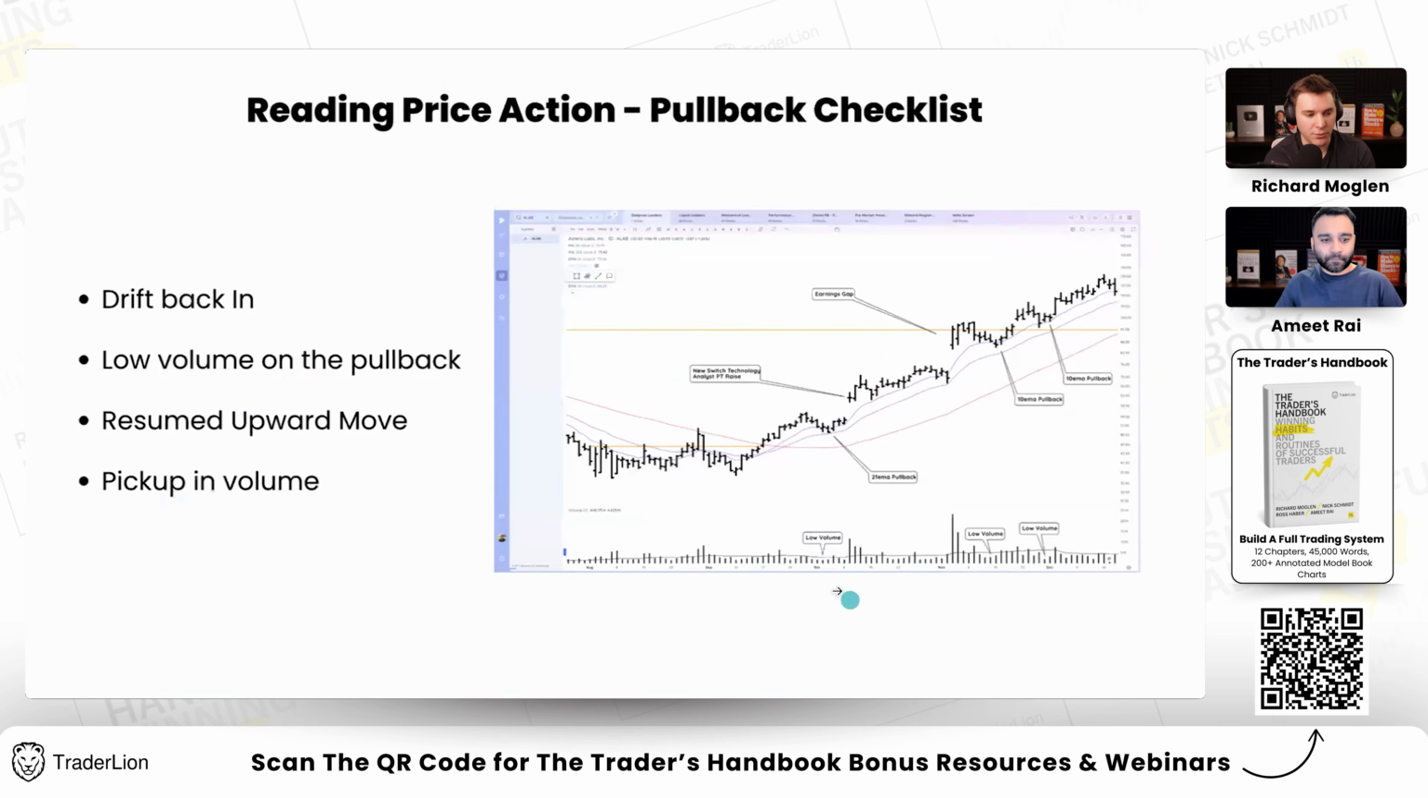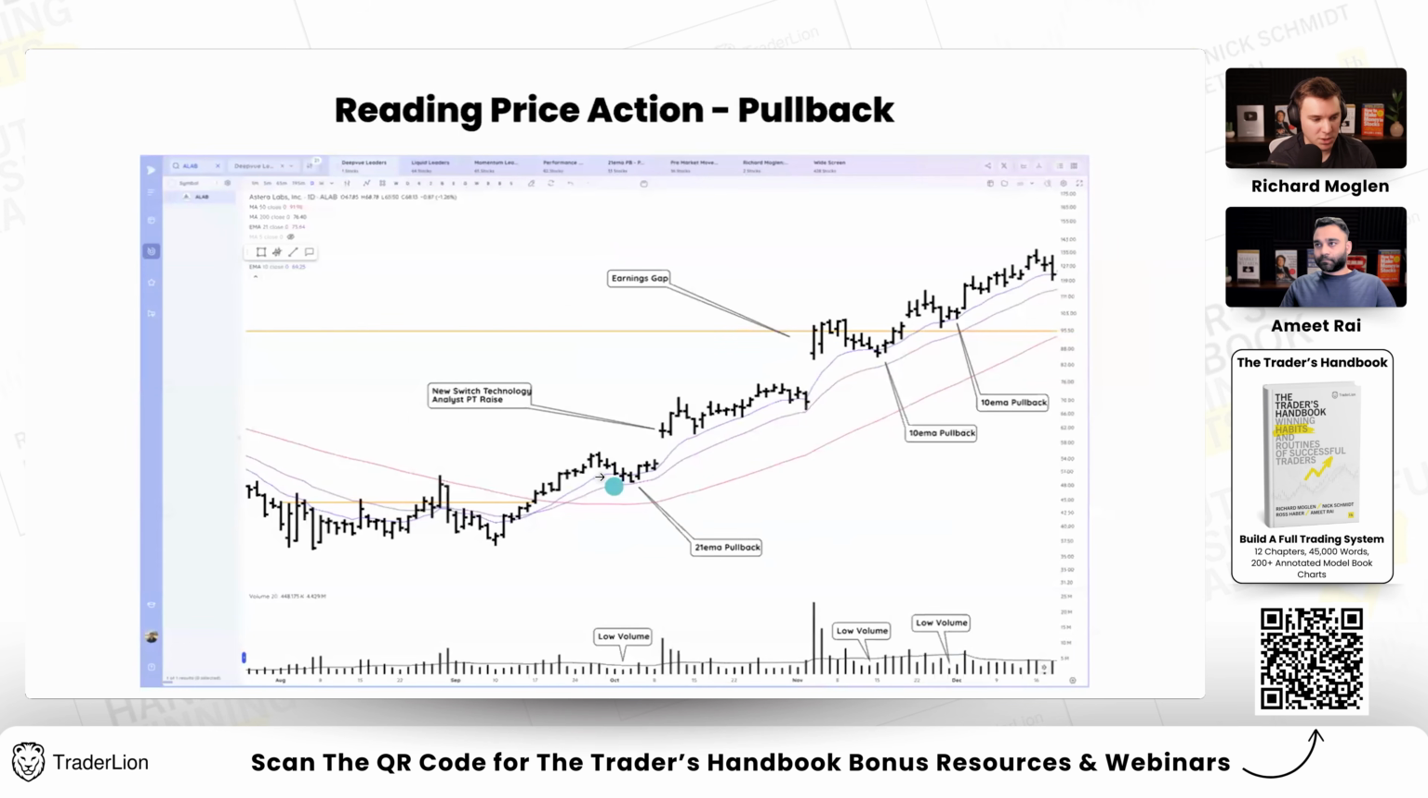So here's a checklist to look for. And by the way, we're going to get a lot deeper into this in the edges and setups and entry tactics, all of this. This is just a little preview for you guys. We're looking for a drift back into the moving average, not just a one-day gap down negative close right at the moving average. That's probably much more likely to break through and start a correction. We're looking for a drift back, a nice orderly trend back into the moving average. We're looking for low volume on the pullback. And then we're looking for that resumed upward move. And that's where we enter. And we actually have a positive expectation breaker right here as well at the moving average.